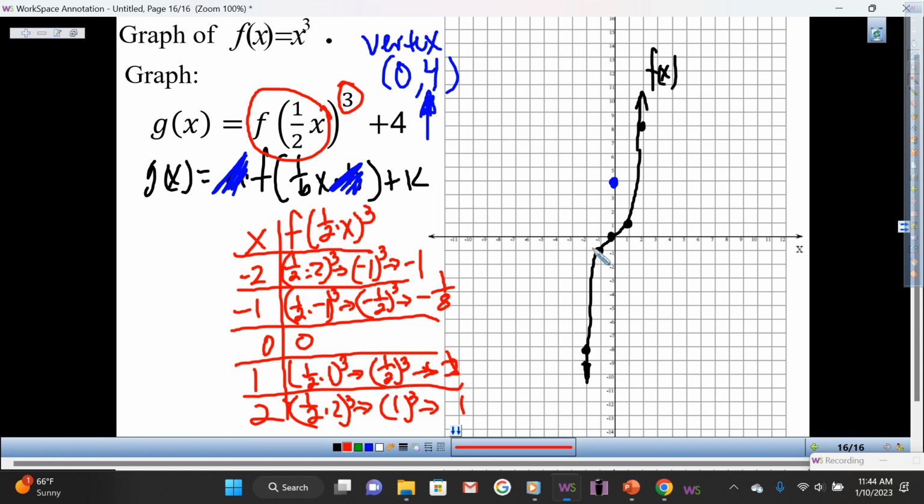So, let's see. Plot those. Negative 2, negative 1. Negative 1, negative 1/8. 0, 0, 1, 1/8, and 2, 1. And all we have to do now is move it up right here. So here, here, there, and there. And we label it g of x. Hands if you got that by yourself. Let's go, let's go. We'll stop right there.